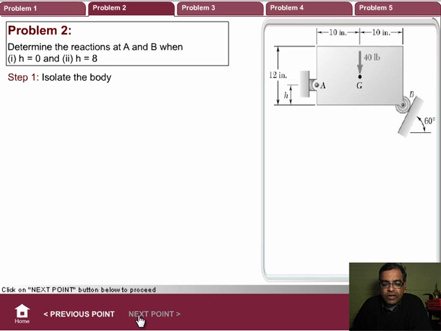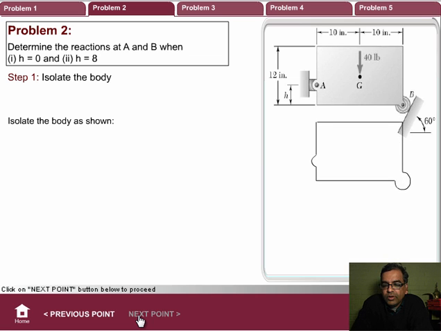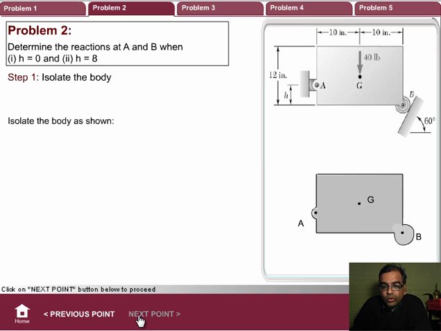First thing to do is isolate the body. Watch, and there you go. Can you see the body has been isolated? Notice I drew only the outline. I don't care about anything that's inside, and I marked points A, B and G. Point A is where there was a hinge, point B is where there is a roller, and point G is where there is gravity. Okay.